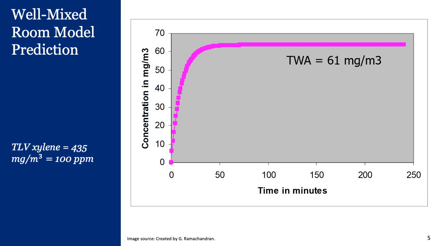We can plug it into our IH mod spreadsheet, and we would get this time profile of xylene concentration in the room as a function of time. In this graph, we see that the xylene concentration increases till about around 50 minutes or so, and then it reaches a steady state value of 61 milligrams per cubic meter. The TLV for xylene in milligrams per cubic meter is 435, so that corresponds to 100 parts per million. And so we are well below that exposure limit if we use the well-mixed room model.